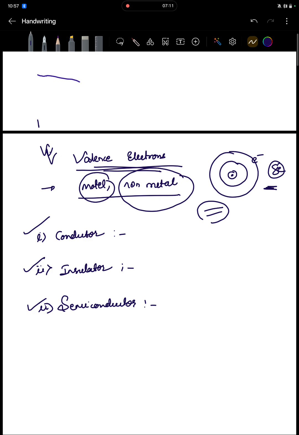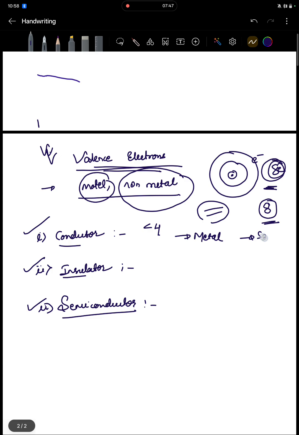The behavior of the material depends on the number of valence electrons. I said the total number of valence electrons at the outermost orbit is 8. Based on this property, the materials are subdivided into conductor, insulator and semiconductors. So how is it going to decide? Suppose when the valence electrons of an atom are less than 4, that is half of the maximum of 8 electrons, the material is usually a metal or a conductor.